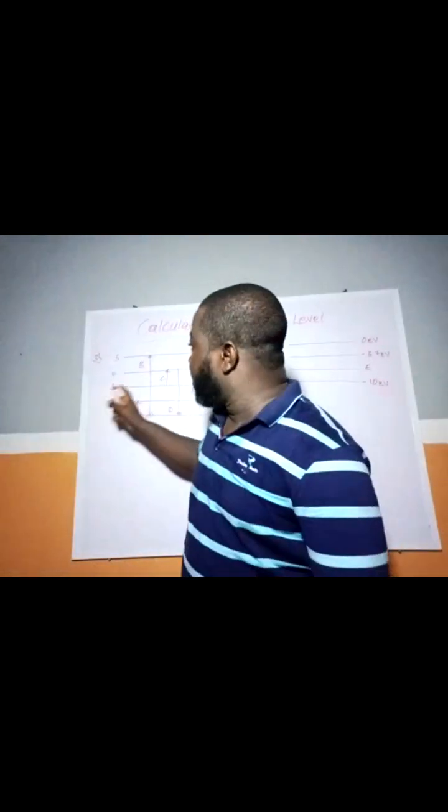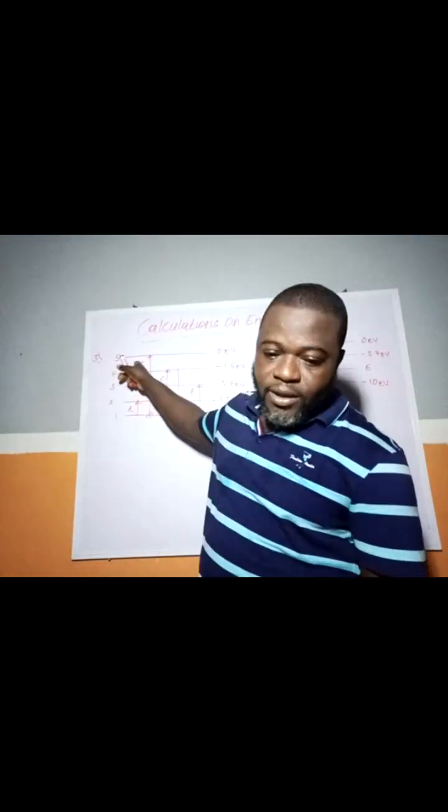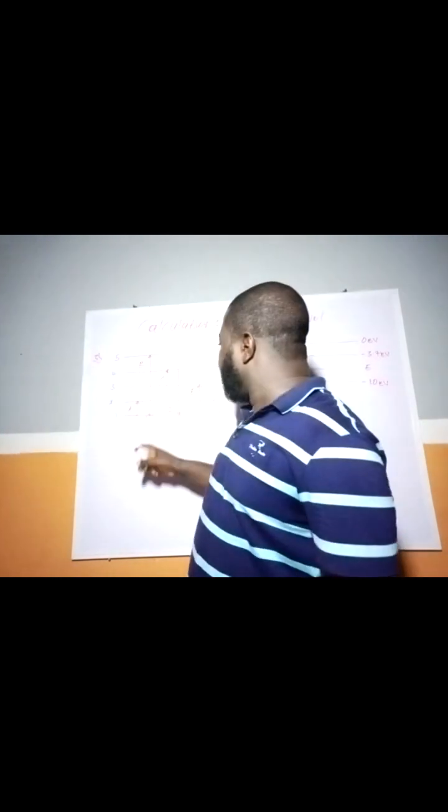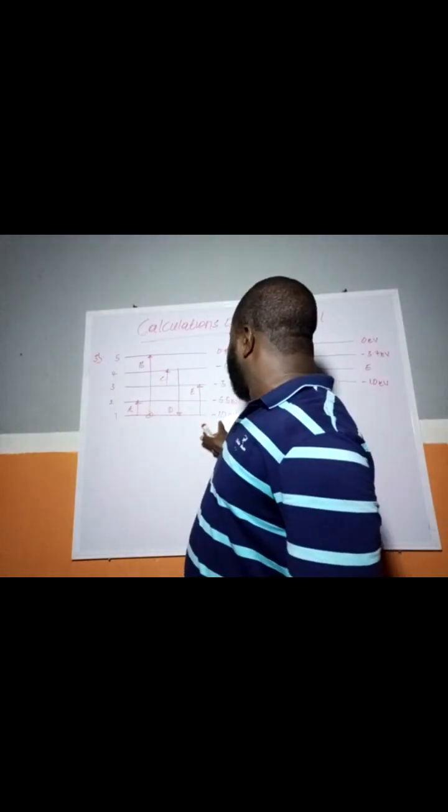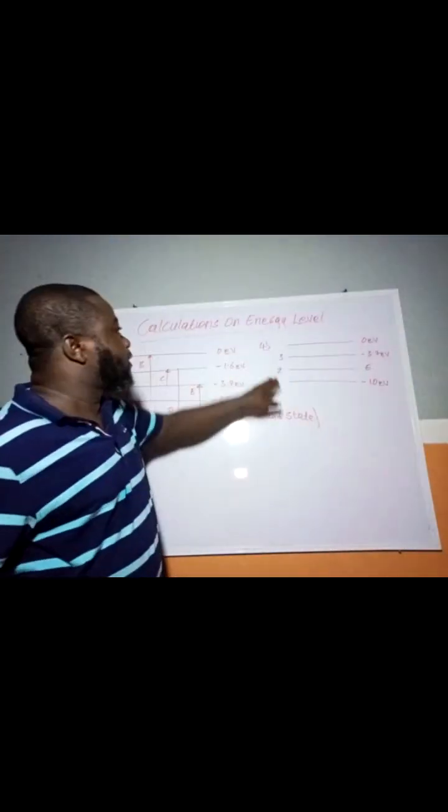Do you understand that? So this is from energy level minus 10 electron volt to 0 electron volt. Take note of that. Once an electron moves from the ground state to 0 or above 0, that is what we call the ionization of the atom. That is when the atom has been ionized. Is that taken? So let's move to number 4.